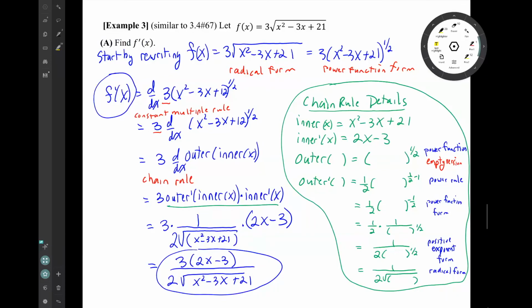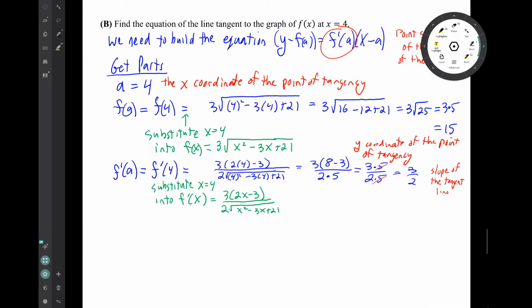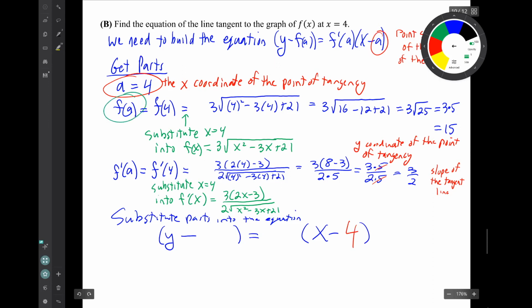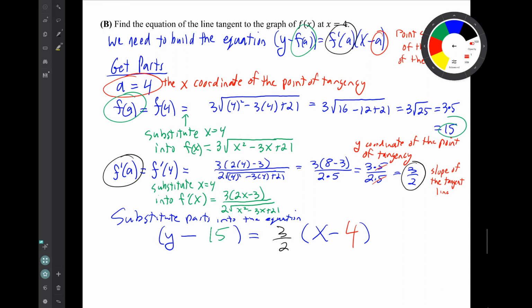So we found our derivative, and we found the parts. Now we have to substitute our parts into the tangent line equation. So we have to substitute a equals 4 there. We have to substitute f of a equals 15 there. We have to substitute f prime of a, which is the number 3/2, there. And there's our equation that's the point-slope form of the equation of the tangent line. Now we should convert this to slope-intercept form by solving for y.